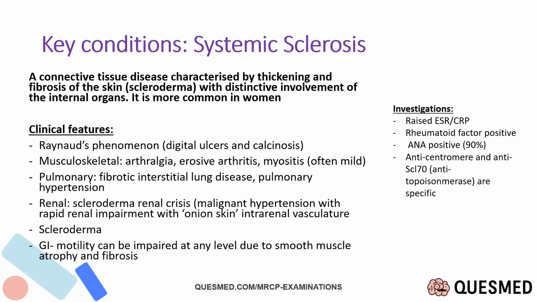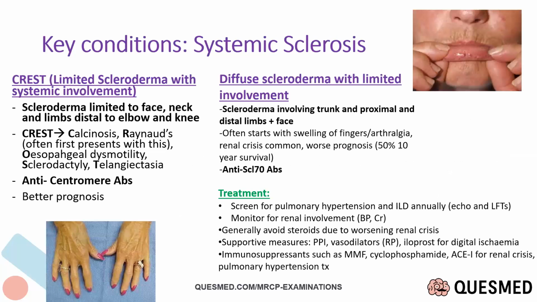Investigation-wise, they might have raised inflammatory markers. Often they can be rheumatoid factor positive. They're almost always ANA positive, and you're looking for those anti-centromere and anti-topoisomerase antibodies as well, which are very specific.